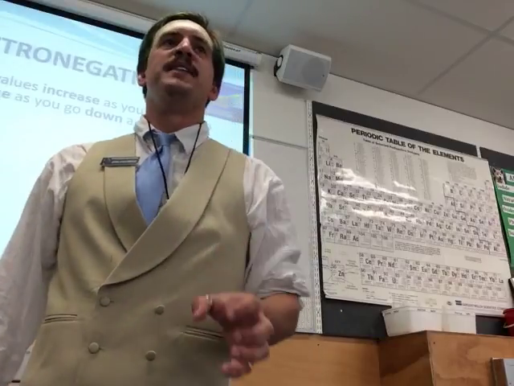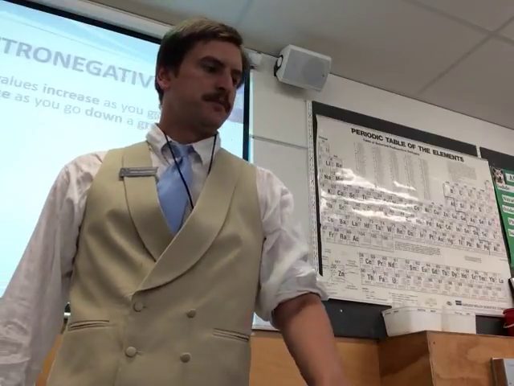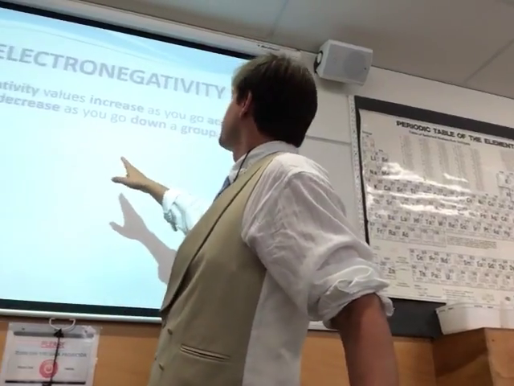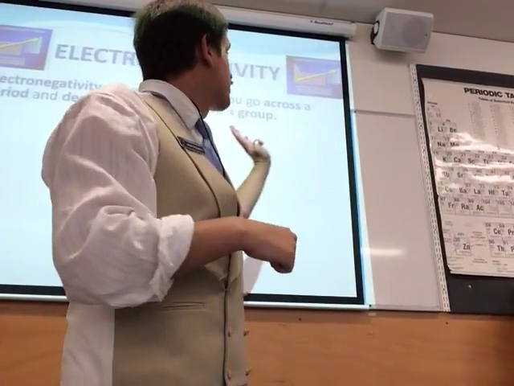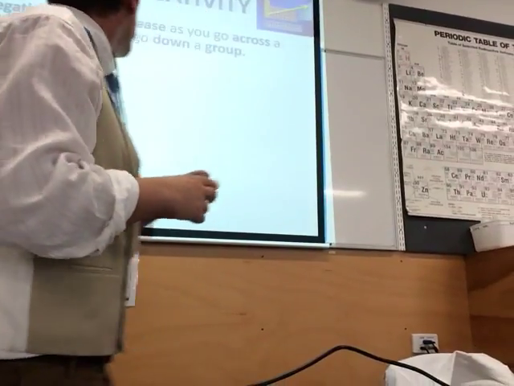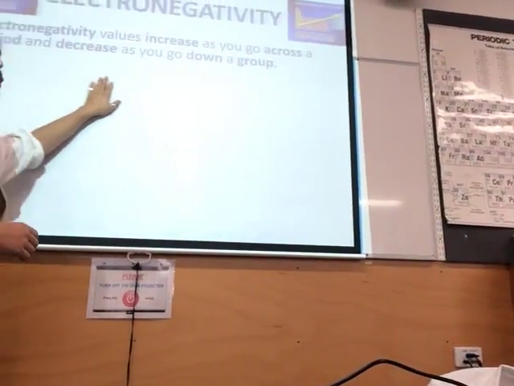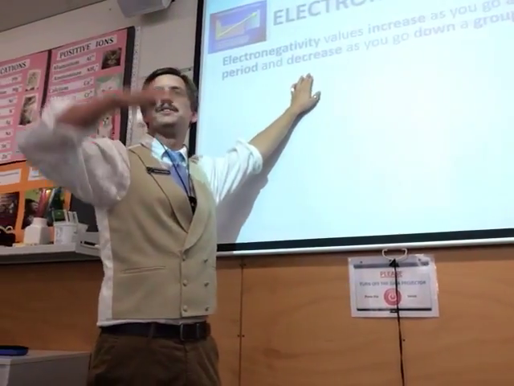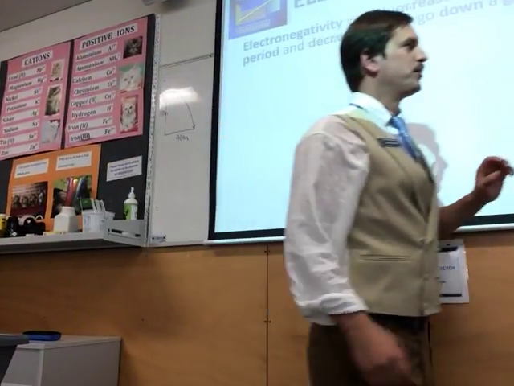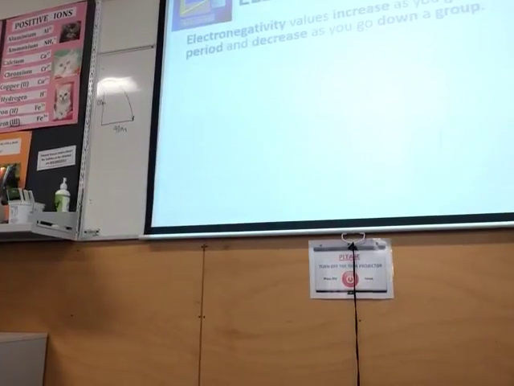So, in terms of trends in your periodic table, electronegativity values increase as you go across the period and decrease, sorry, I should say, as you go down a group. So it increases as you go across a period, decreases down the group. So you have this shift on an angle.